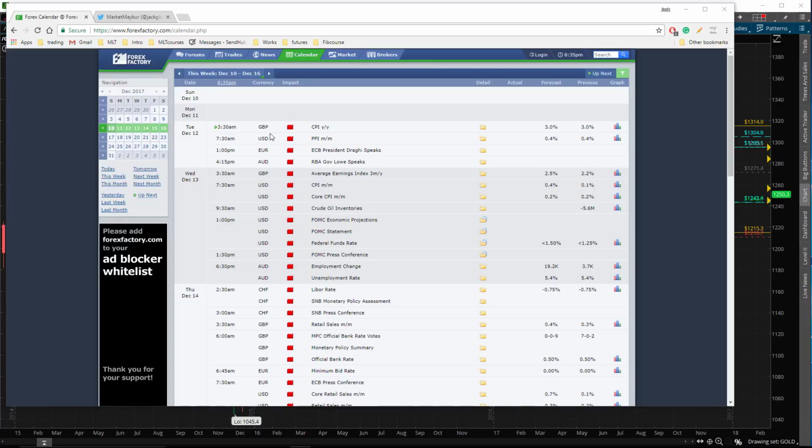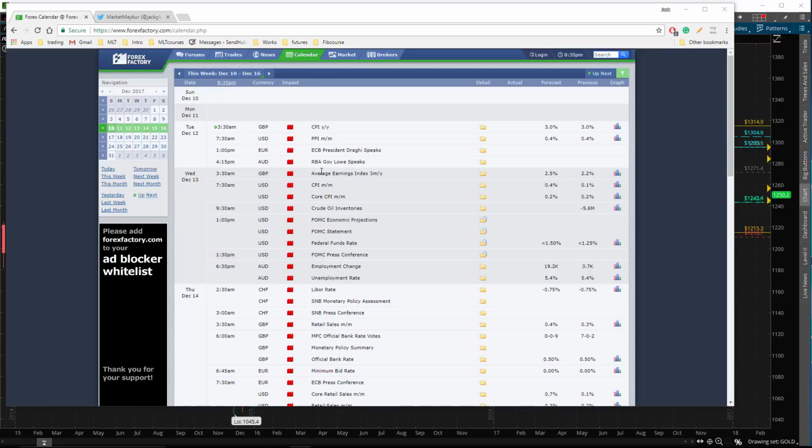On Tuesday, there's really nothing highlighted on Monday, but on Tuesday at 3:30 a.m., we're going to start with the Great Britain Pound CPI. At 7:30, we're going to have the US Dollar PPI. At 1 p.m. we have ECB President Draghi speaking for the Euro, and then at 4:15 we're going to have RBA Governor Lowe speaking.